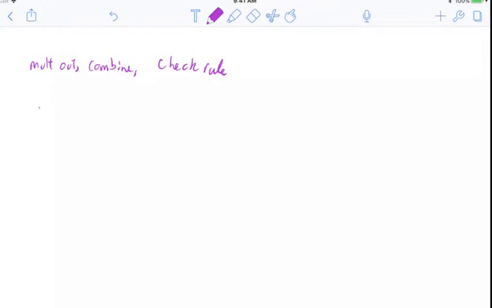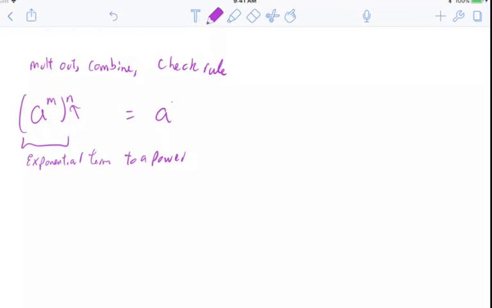Hey, it works. It works. So, the rule here is, this is powers. Our exponential term to a power corresponds to multiplying the exponents. That's neat, right? Okay, I think you know how to do that. Ready for the fun part?